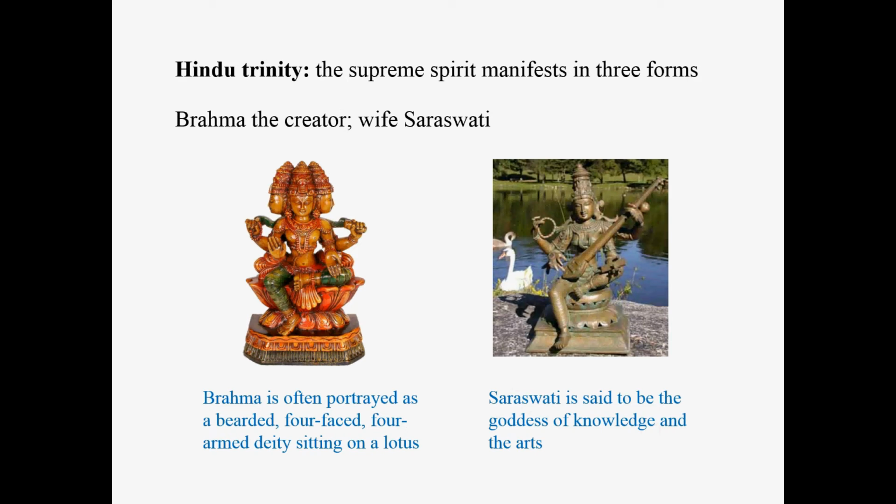In this context, we can talk a little bit about some major deities within Hinduism. So we focus on this Hindu Trinity. The Supreme Spirit manifests in three different forms. First, we have Brahma, the creator of the universe and everything. He also has his wife, Saraswati. Brahma is often portrayed as a bearded, four-faced, four-armed deity sitting on a lotus, like this. And here is his wife, Saraswati, the goddess of knowledge and arts.